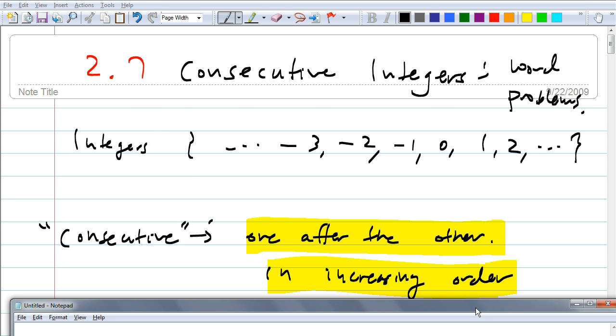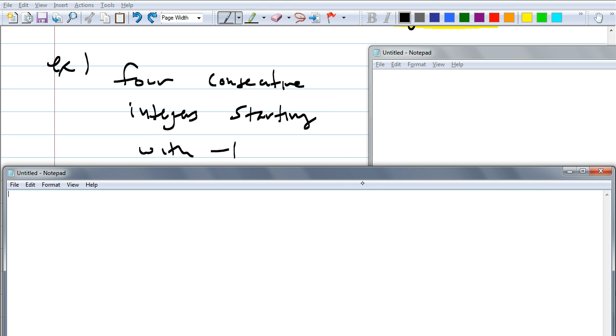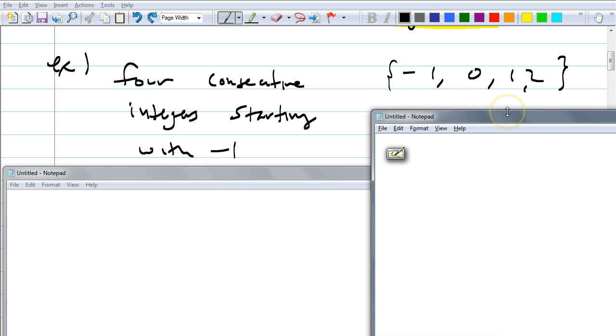I'll wait until you write it. Okay, Tawar, that was a really good question. Let me see if you can answer this one. Example 1: 4 consecutive integers starting with -1. Can you give me these integers, Tawar? 0, 1, 2. Exactly. It'll be -1, 0, 1, 2, right? You don't want to go -1, -2, because that's decreasing order. So that's exactly what I'm asking in example 1. If I ask you for 4 consecutive integers starting with -1, these are the 4 consecutive integers. Would you not agree? Okay.